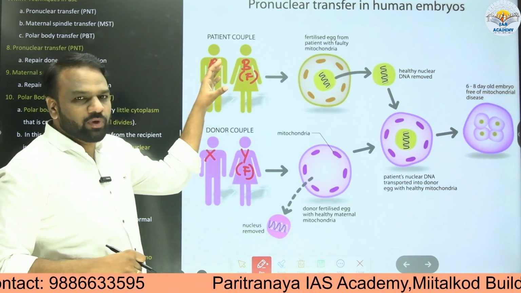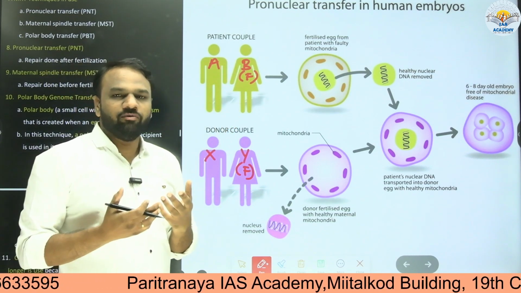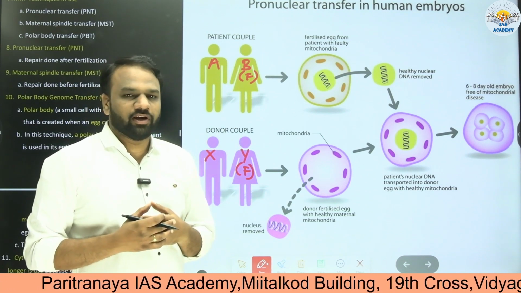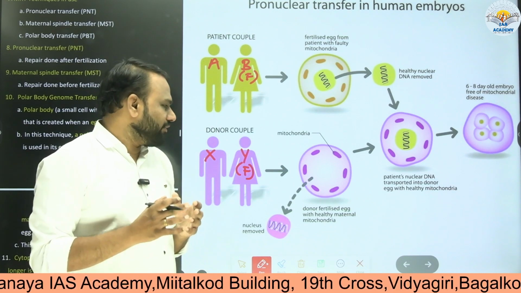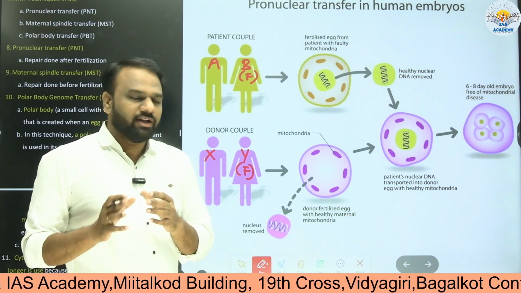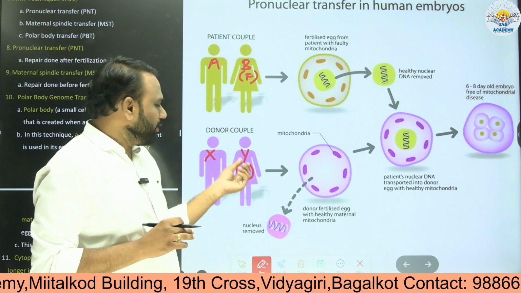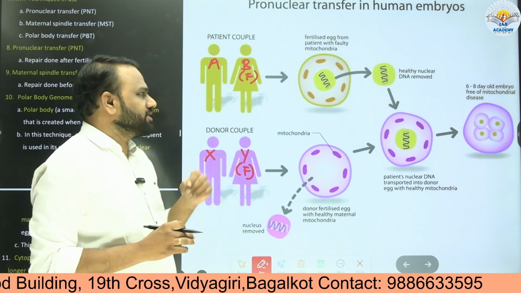Now, the couple who wants to have children: in this couple, B is suffering from some kind of mitochondria related disease, whereas Y is not having any kind of mitochondria related disease. So now what we want to do is take the healthy mitochondria from Y. That procedure we shall see.